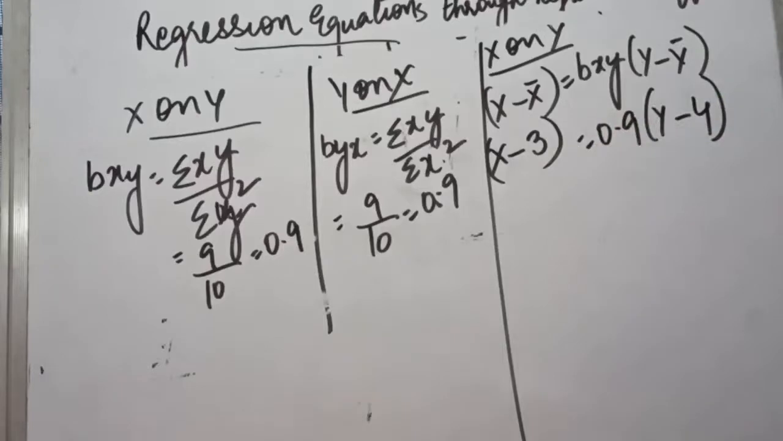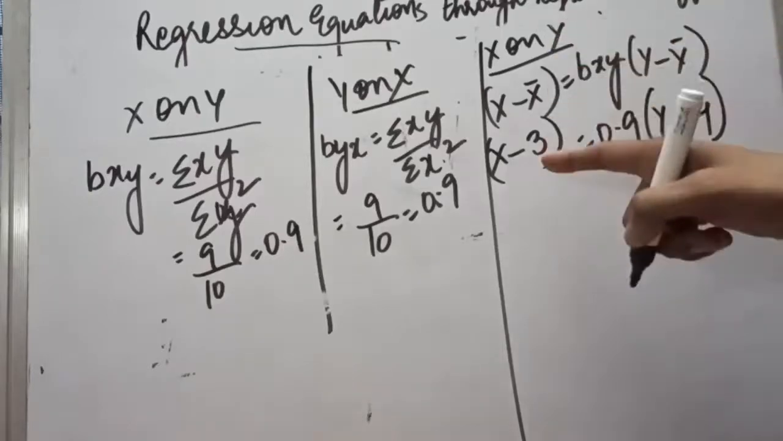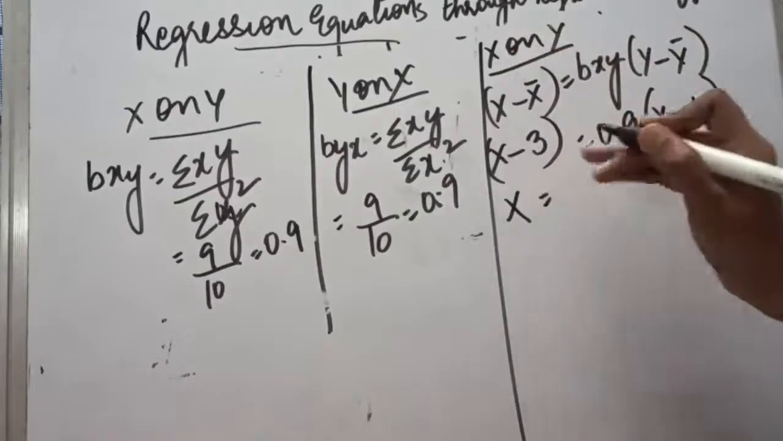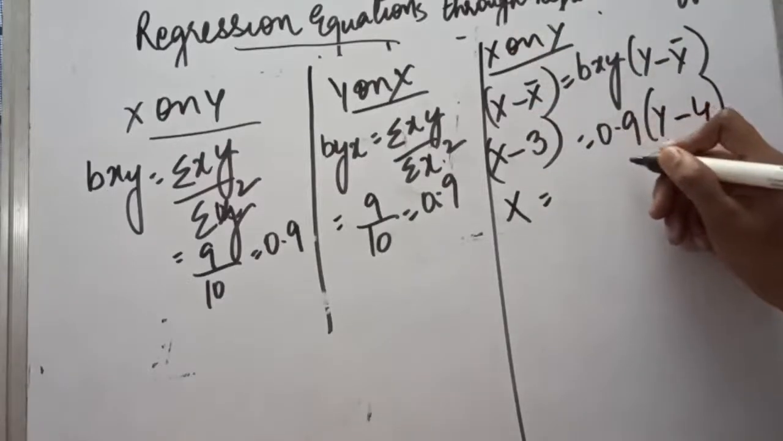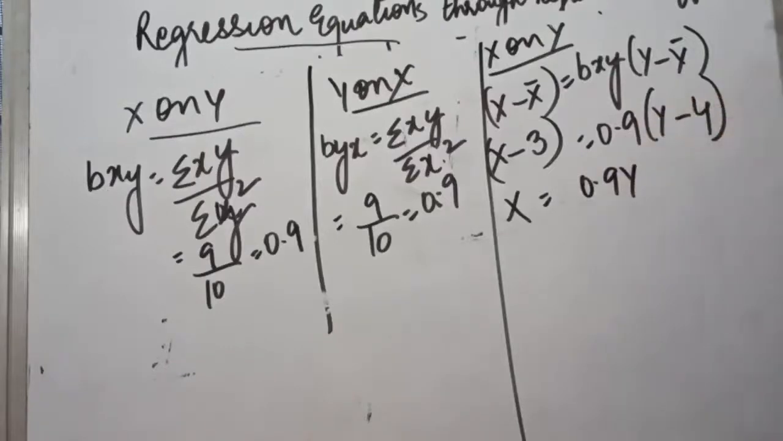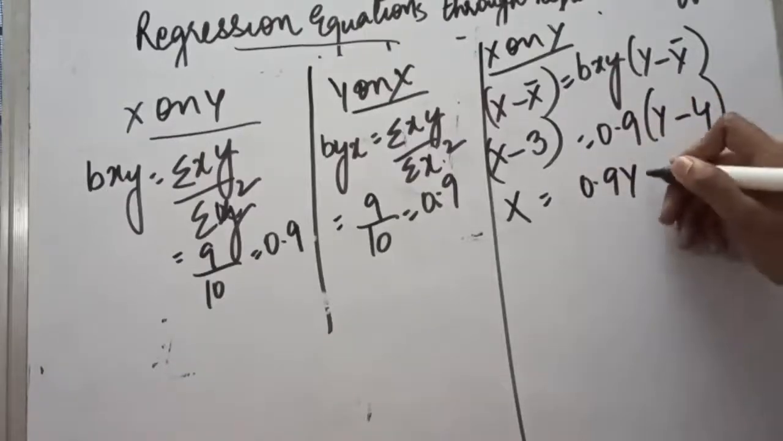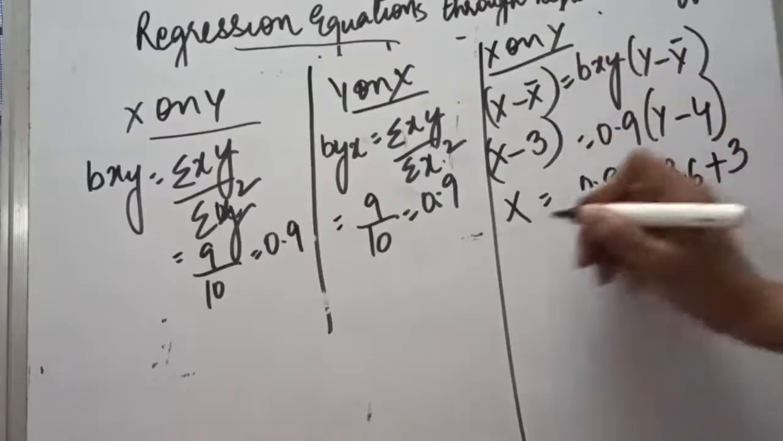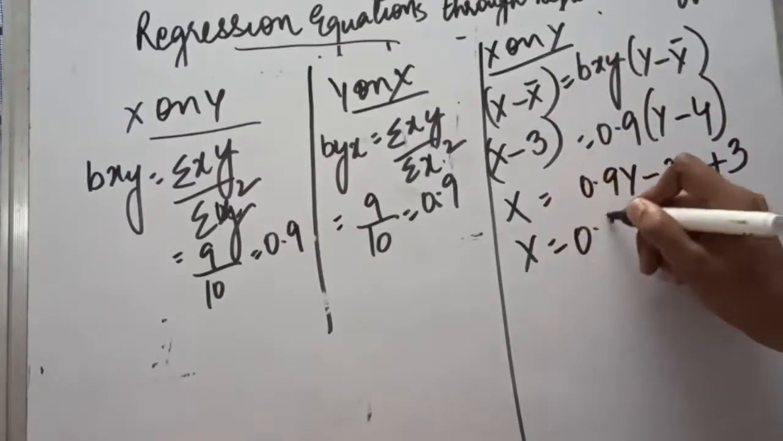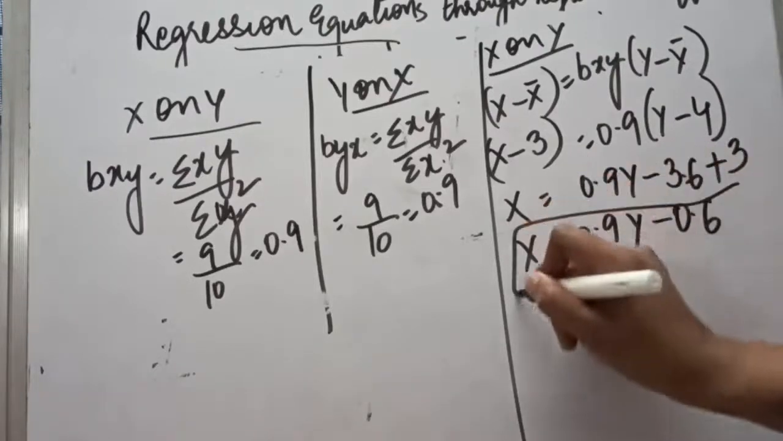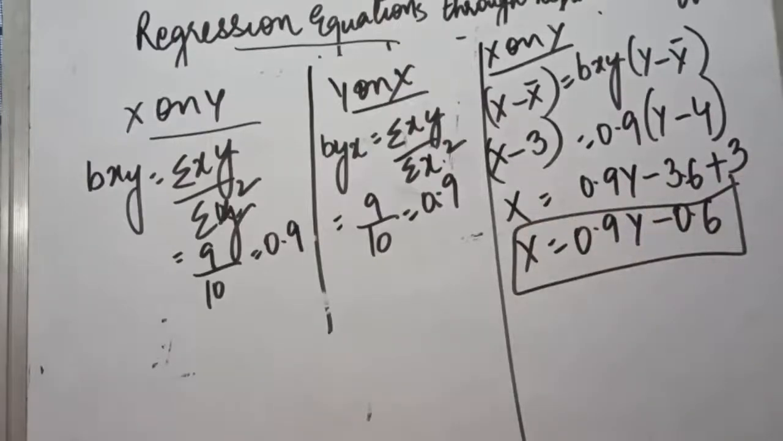We will solve as much as we can, but just keep one thing in mind: in x on y equation, x will be on the left hand side, all other things will go on the right hand side. So this will become 0.9y and 0.9 into 4, it will be minus 3.6, and this 3 will also come on this side. So our first answer comes out to be x is equal to 0.9y minus 0.6. This is our first answer of x on y equation.